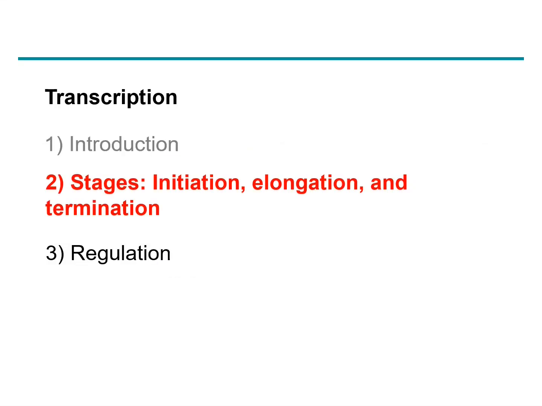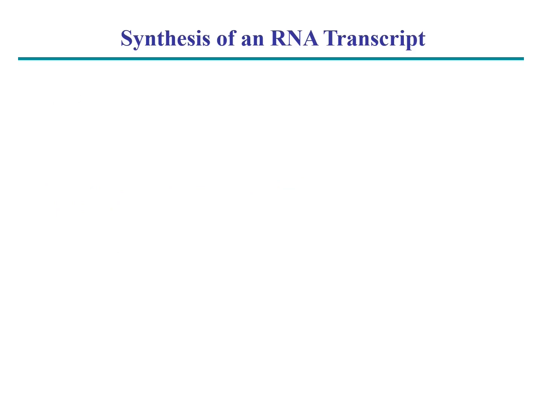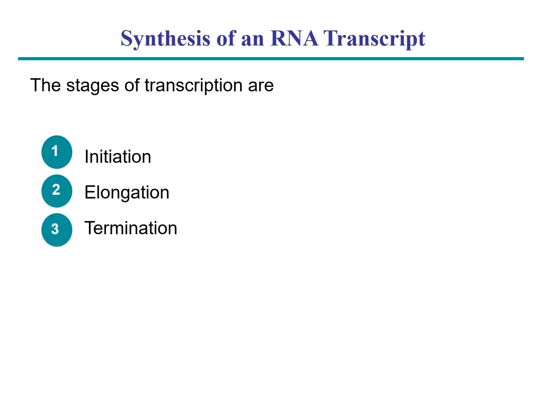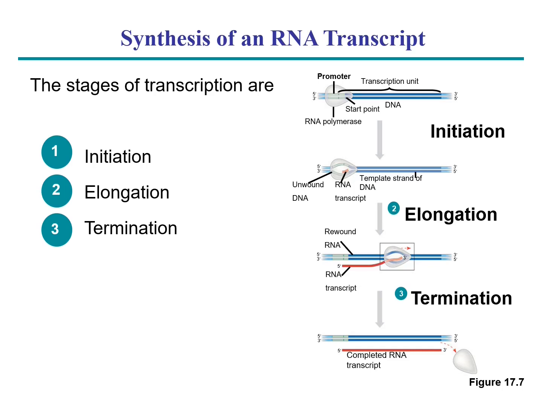Now let's move to these three stages: initiation, elongation, and termination. To explain the synthesis of the RNA transcript, I'm going to show you very briefly in the following slides these three processes of initiation, elongation, and termination. And then I will show you a video from your textbook to make sure that you understand the concept.